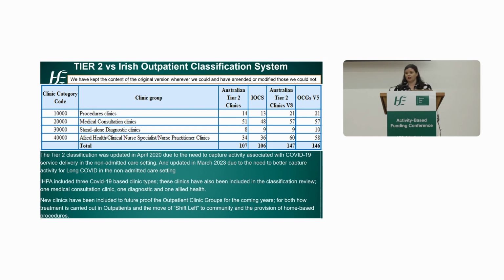So we have kept the original version and we've amended it and modified it to suit the Irish system. We are now on version 5 of the OCGs. That's 146 different OCGs for clinics to be mapped to. We've kept it updated for the COVID back in 2020, and I updated it in March 2023 to better capture activity associated with long COVID. There's also new clinics in there that might not necessarily yet fit into the Irish system, but they're new for the Australian system, and to future-proof it, I have added those clinics in. So you might look at the classification and go, this doesn't map to me, but it's something that is either community-based or home-based, and it may be something to be in the future.